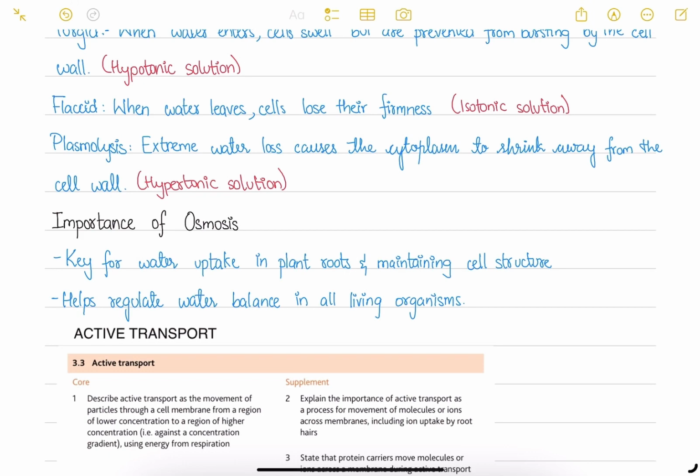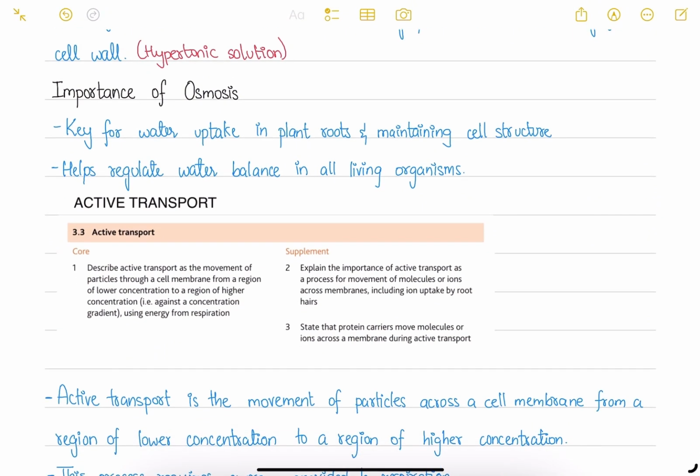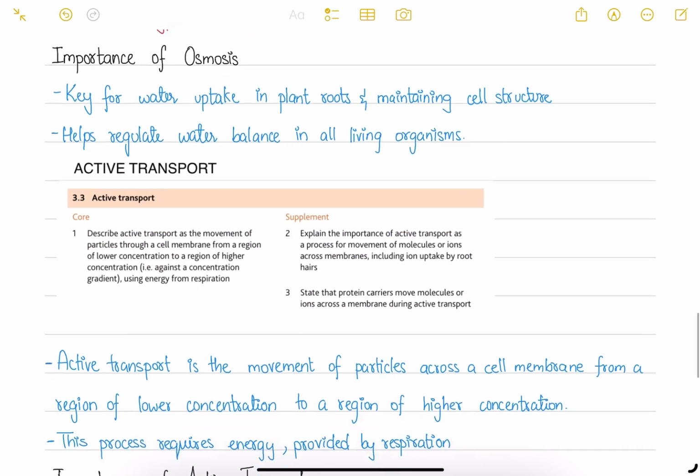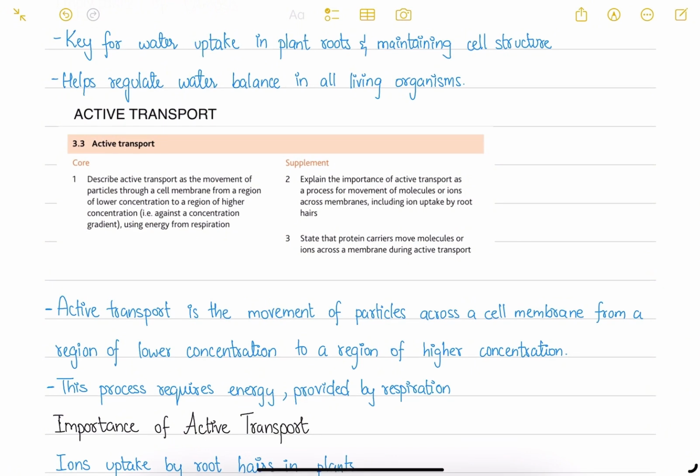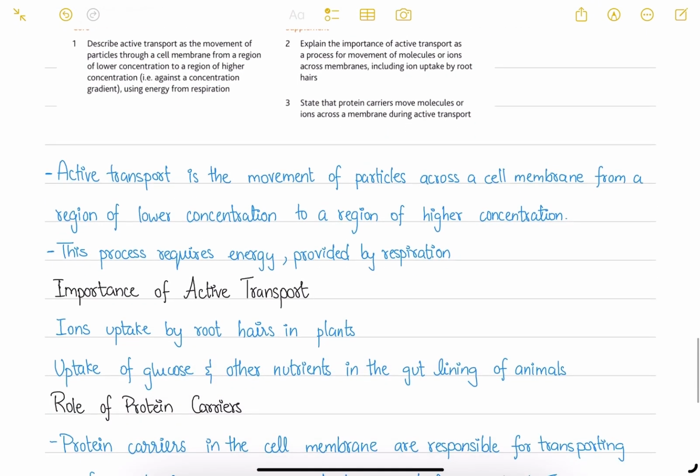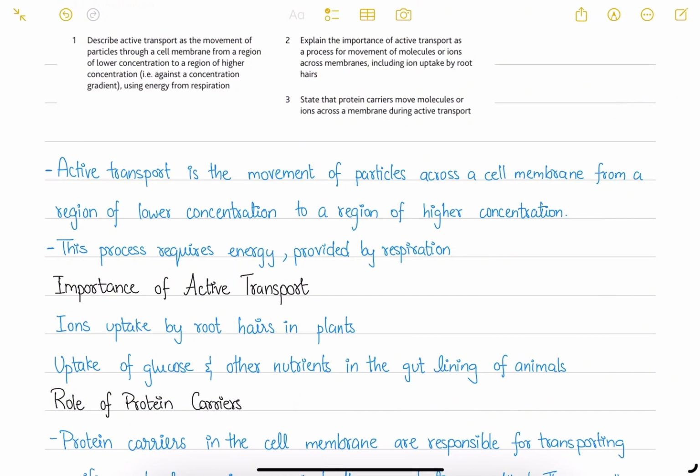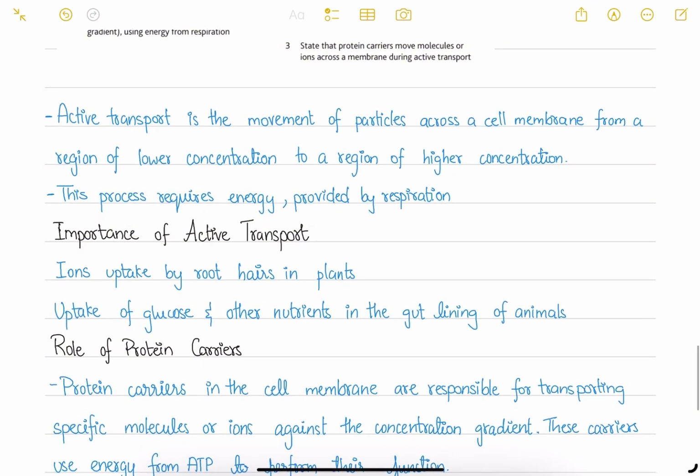Finally, let's talk about active transport. Unlike diffusion and osmosis, this process needs energy, and it gets its energy from respiration. Active transport moves particles from a region of lower concentration to a region of higher concentration, against the concentration gradient. Active transport is vital for processes like ion uptake by root hair cells in plants or glucose absorption in the intestines. And how does it happen? Through protein carriers in the cell membrane. These carriers use energy from respiration to move molecules where they are needed.